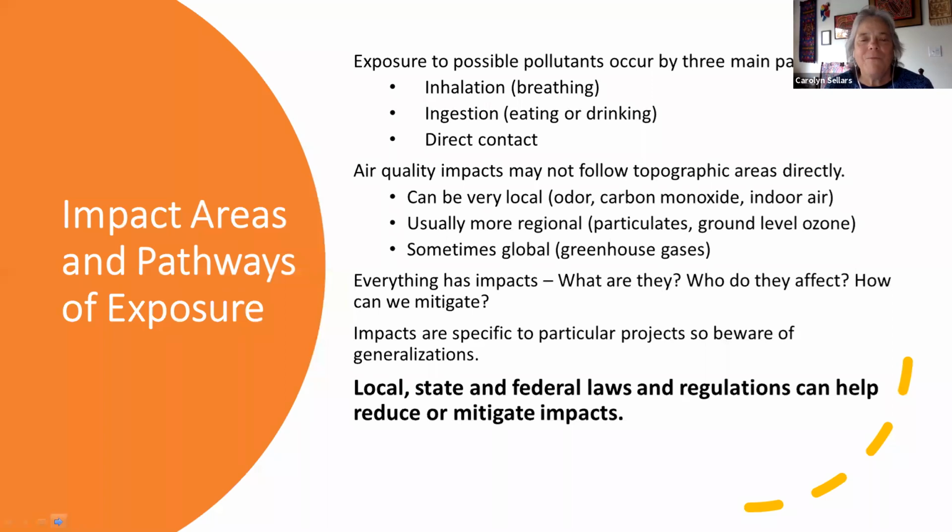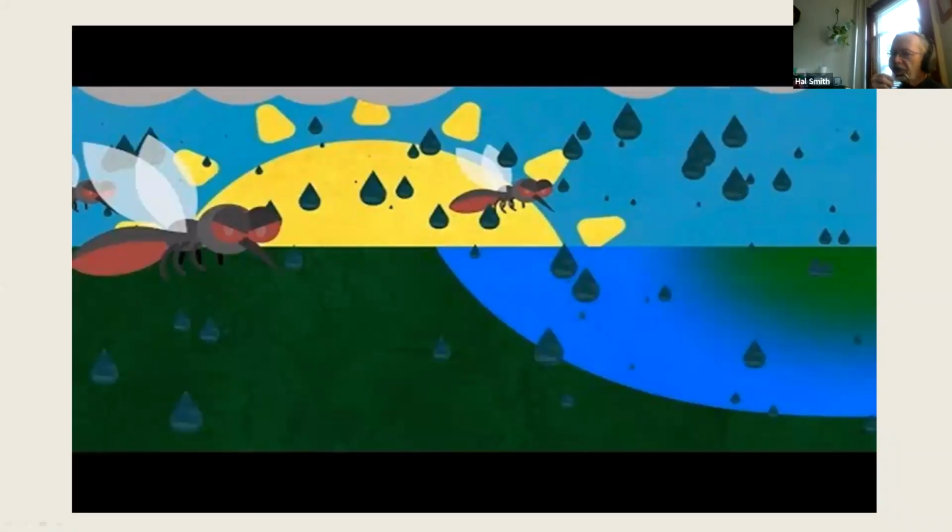And then I think the bottom one, I want you to know that we have set up local, state, and federal laws and regulations so we can reduce or mitigate impacts. People always wonder why you need regulations. It's so we can reduce and mitigate impacts. So next slide. We also have issues with the radon gas.